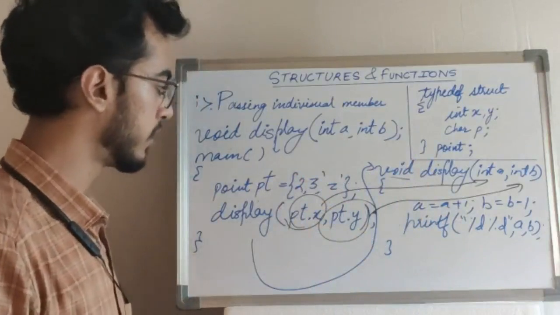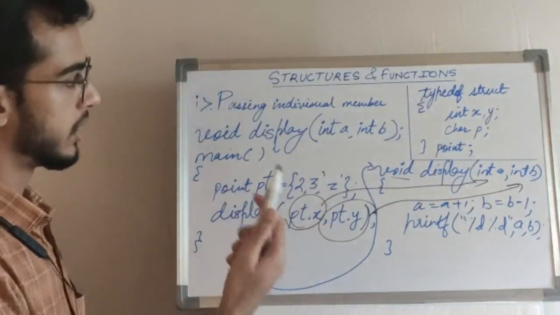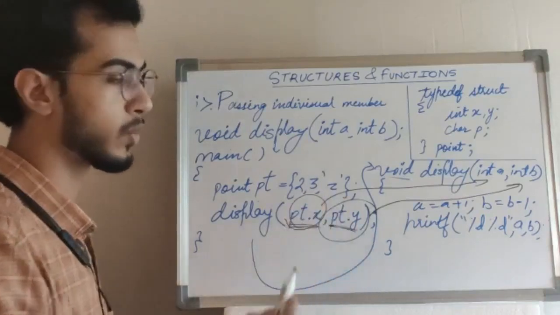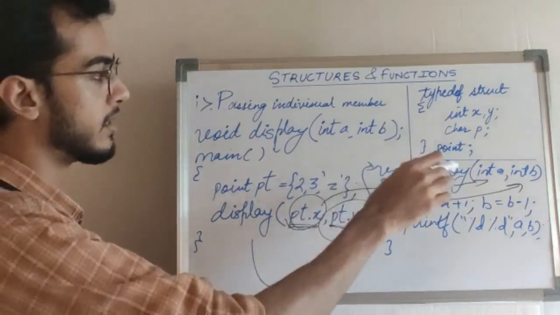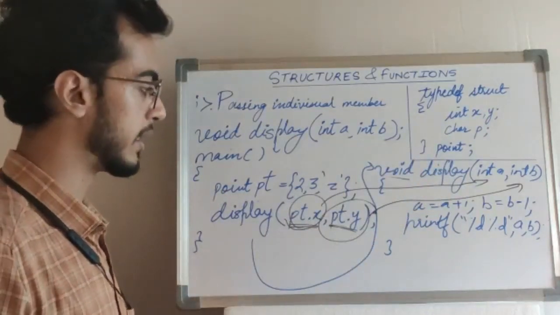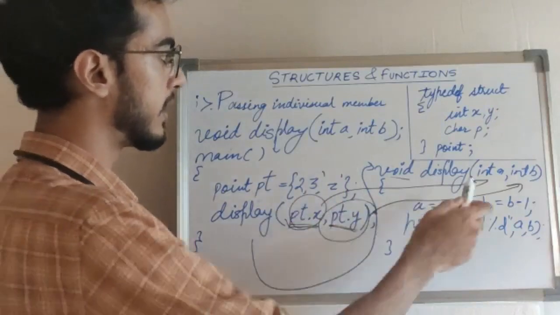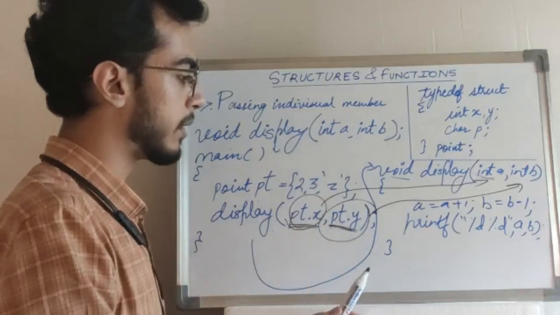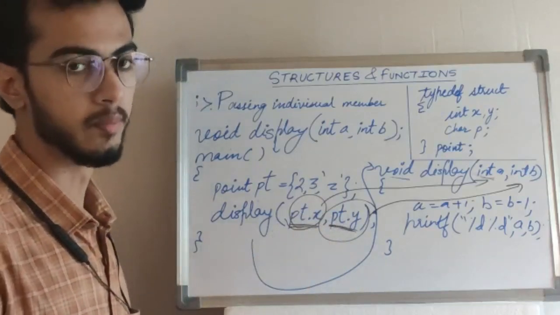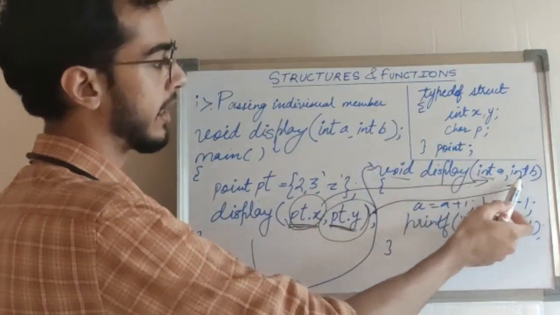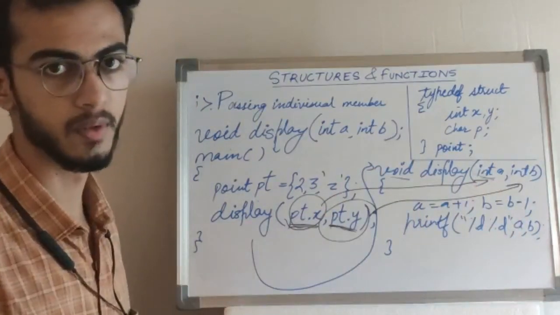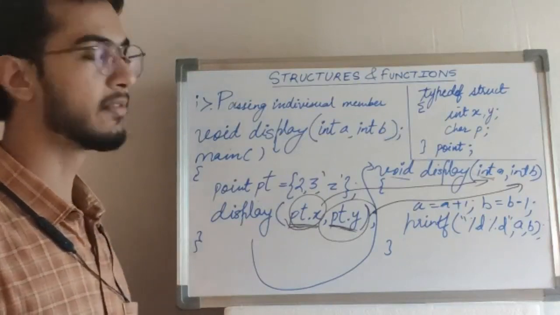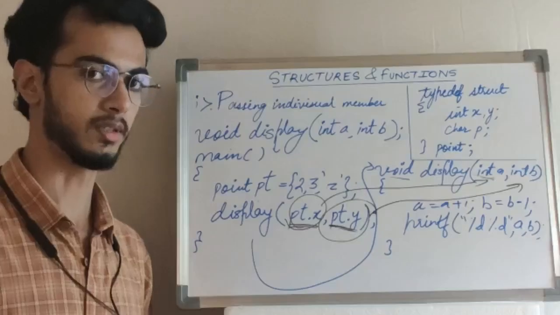This is how we will deal with the individual members when we have to pass them to a function. You can just pass pt.x and pt.y as the parameters, and inside the function you can handle them with the same data type. You have to be aware that the data type that you write here and the data type of the calling parameters have to be similar. If I write something like char a and char b, then it will create an ambiguity. So this was the first type. Now we'll go on to the second type, where we'll pass the complete instance to a function.